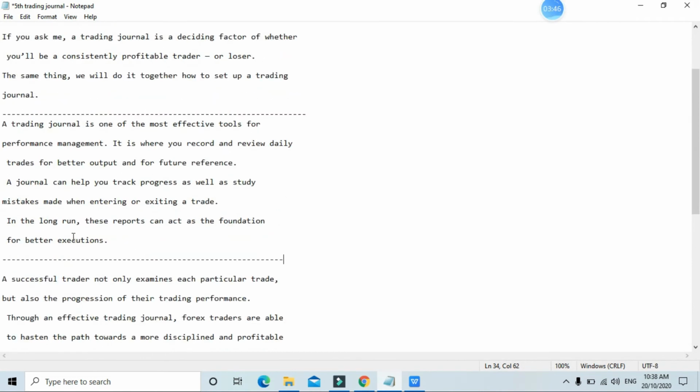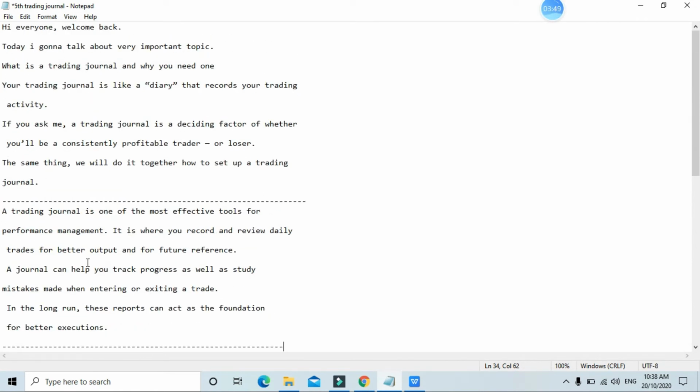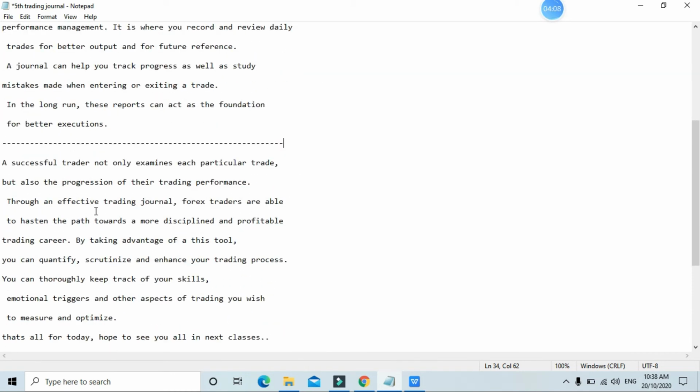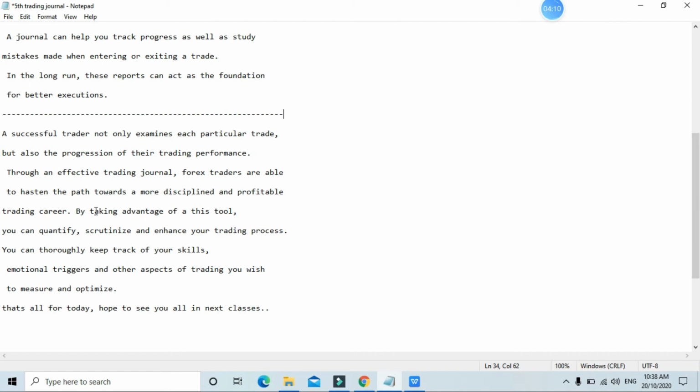So a trading journal is one of the most effective tools for performance management. It is where we record and review daily trades for better output and for future reference. A journal can help you track progress as well as study mistakes made when entering or exiting a trade. In the long run, this record can act as a foundation for better execution. A successful trader not only examines each particular trade, but also the progression of their trading performance. Through an effective trading journal, Forex traders are able to hasten the path towards a more disciplined and profitable trading career. So this is very important.